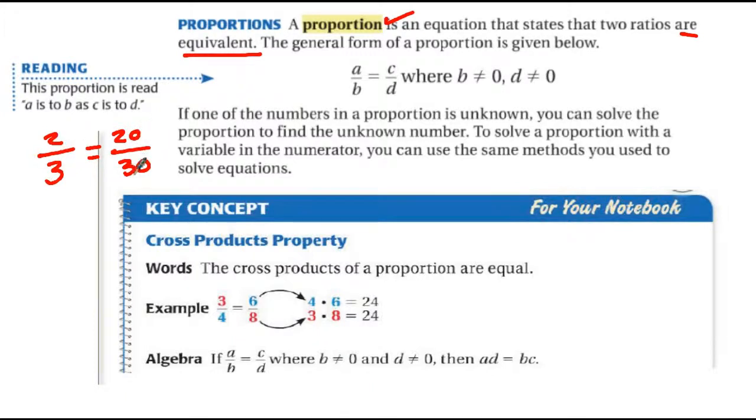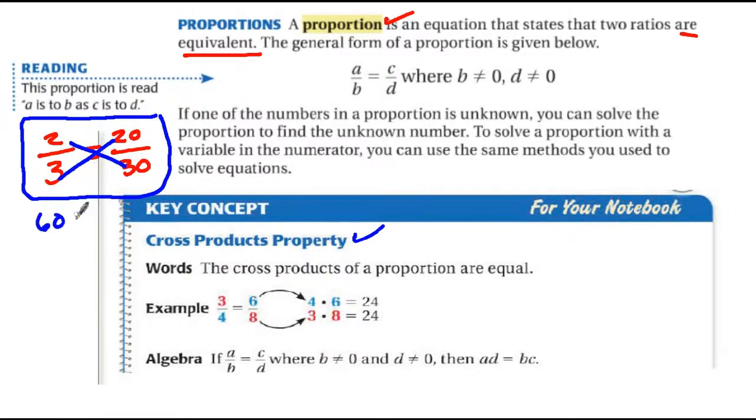Now, one way you can check is by doing cross multiplication, which is what we're going to be talking about right now. If I look at this proportion right here, one way to know if it's equal is to cross multiply. So 2 times 30 is 60, and 3 times 20 is equal to 60. Therefore, it is a proportion. So the ratios must be the same, must be equal.